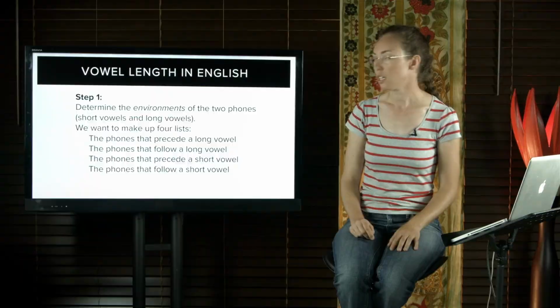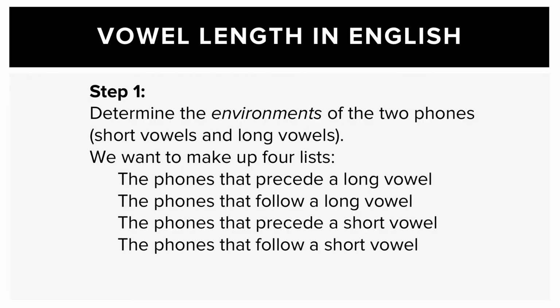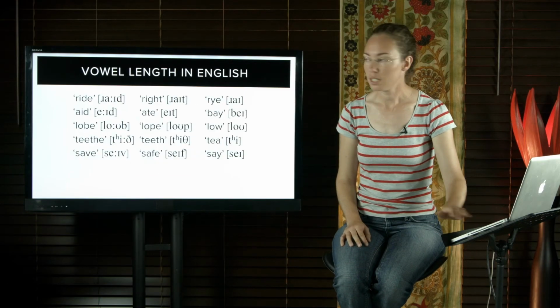So firstly, determine the environments of the 2 phones, the short vowels and the long vowels. We want to make up 4 lists: the phones that precede a long vowel and the phones that follow a long vowel, the phones that precede a short vowel and the phones that follow a short vowel. So take a moment to look over this list here.